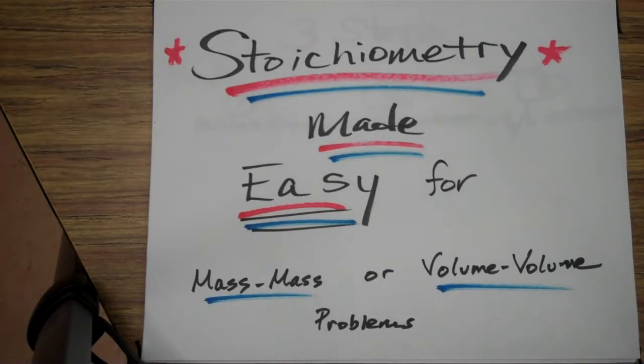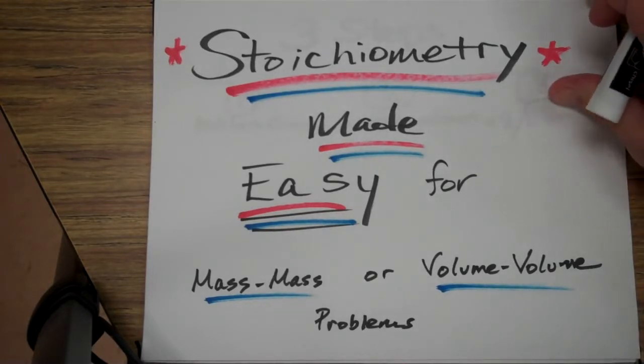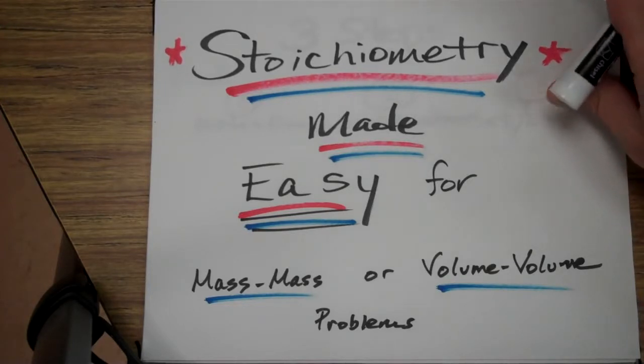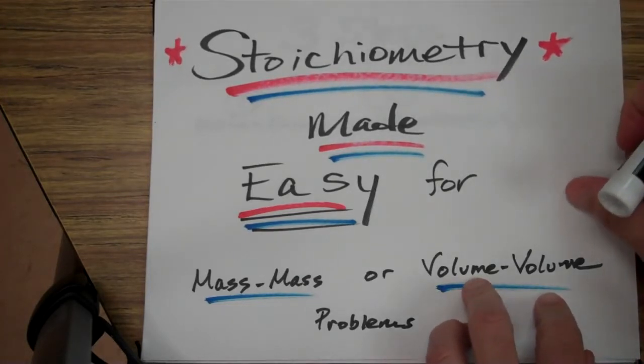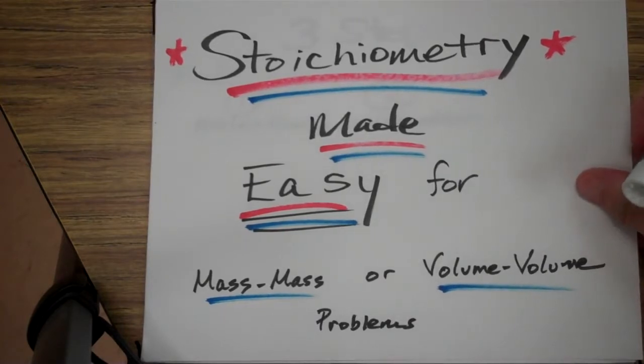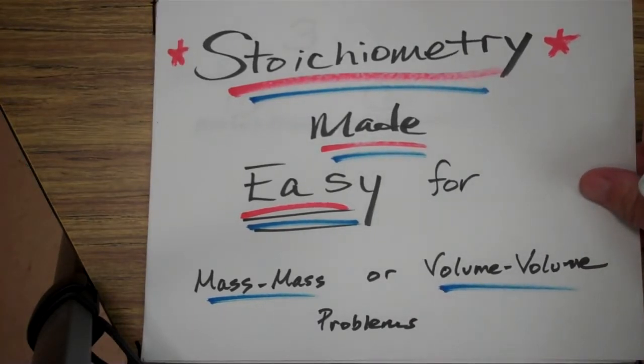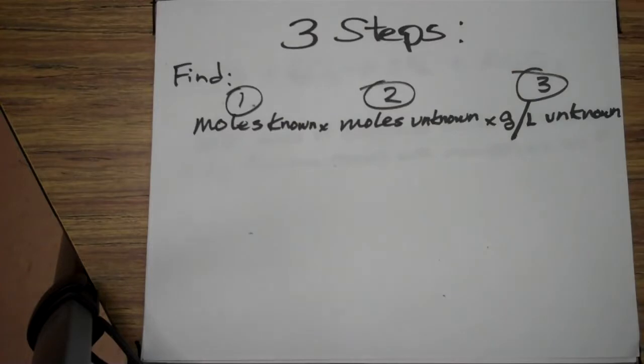Okay, so today I'm going to show you an easy way to do stoichiometry problems, which are one of the most challenging things we have to do in chemistry. And this will work for mass, volume, or mass-volume type stoichiometry problems. So there are 3 steps you can use to do these complicated stoichiometry problems, and they always work.